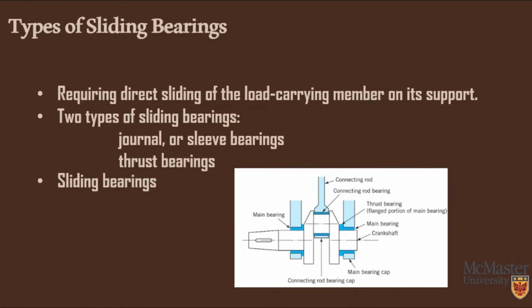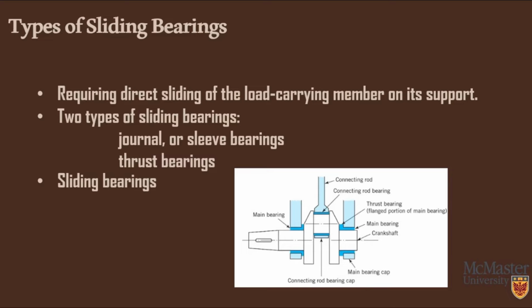Then it's about the sliding bearing types. Plain bearings require that the bearing member slides directly on its support. They are different from rolling element bearings that insert balls or rollers between sliding surfaces. There are two types of plain bearings. Number one is the journal bearing or sleeve bearing, which is cylindrical and supports radial load. Second is the thrust bearing, usually a plain bearing, which supports axial load.